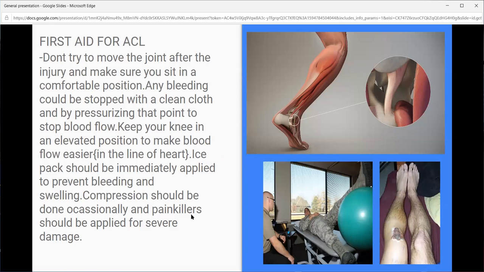If there is any bleeding, then a tight cloth should be tied around the injured area. Keep your knee in an elevated position to make blood flow easier, as I said in the other slide. An ice pack should be immediately applied to prevent bleeding and swelling. Compression should be done occasionally, and painkillers should be taken for severe damage. So painkillers should be taken if there's extreme or severe pain, and compression should be done occasionally so that the blood pressure is stabilized, the swelling is stabilized, everything is stabilized.